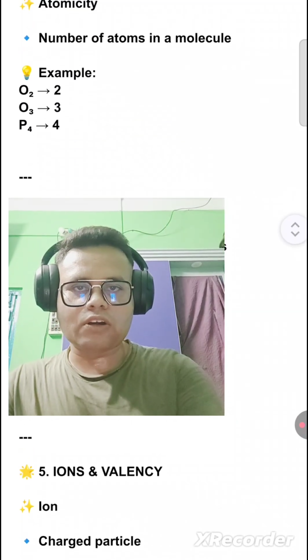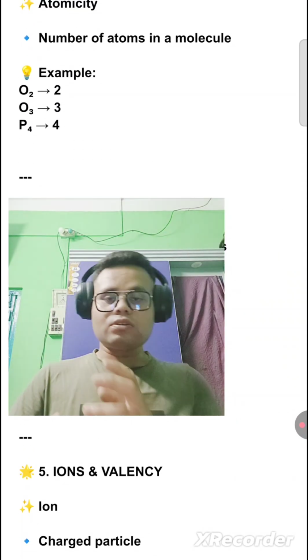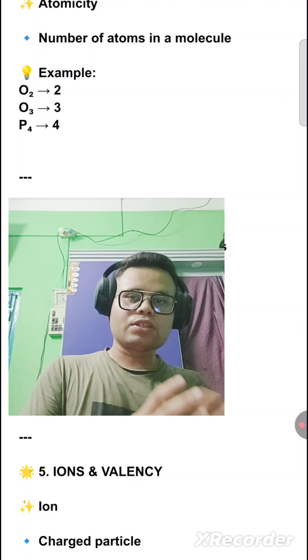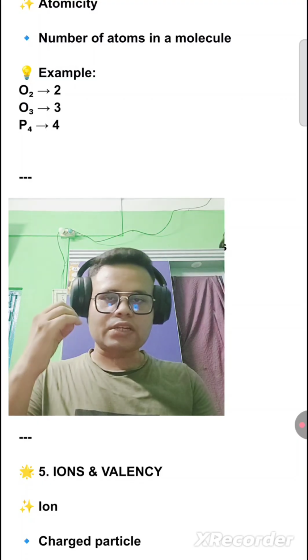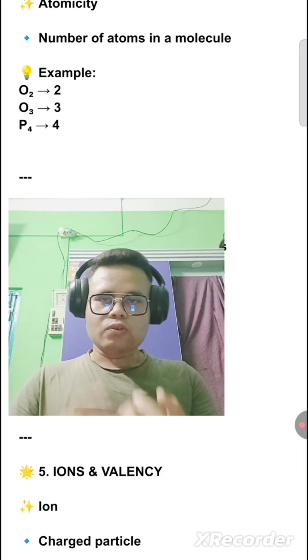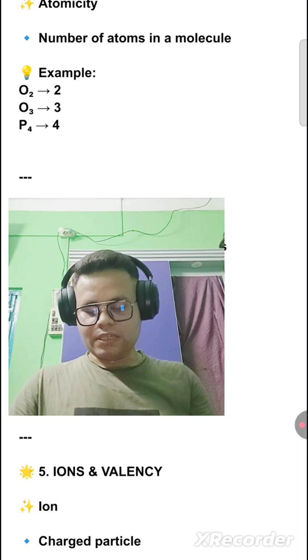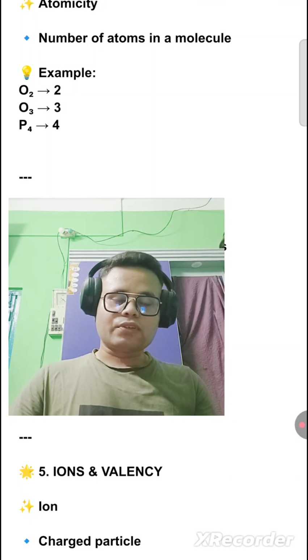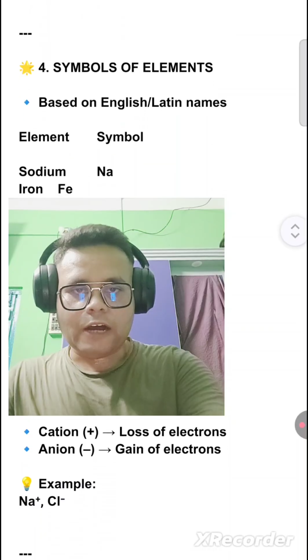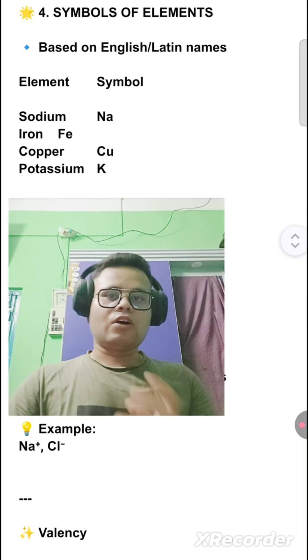What do you mean by atomicity? The number of atoms in a molecule is known as atomicity. For example, O2 is denoted by 2, O3 by 3, and P4 by 4. After that, the symbols of elements.